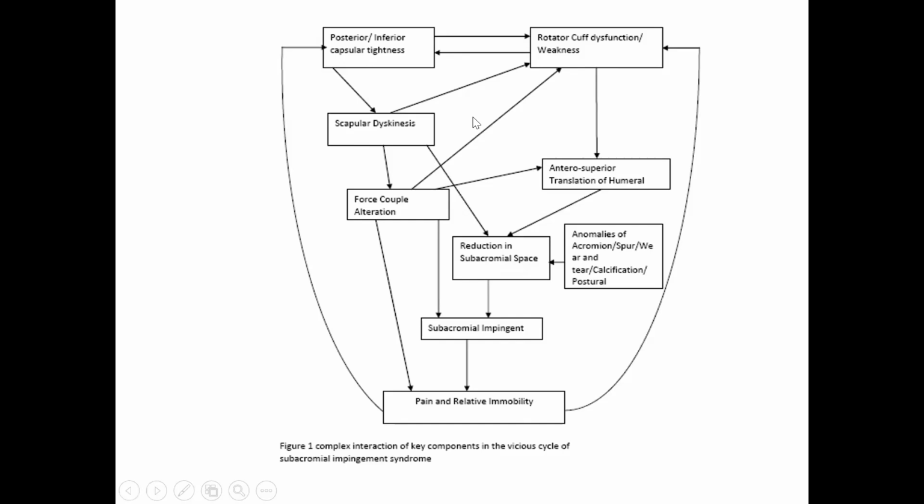the posterior or inferior capsule tightness and most commonly if there is the posterior capsule tightness, so it will lead to two situations. या तो यहाँ पे पोस्टीरियर कफ जो रोटेटर कफ टेंडन है उसकी डिस्फंक्शन होगी या वीकनेस होगी, या इस पोस्टीरियर कैप्सूल टाइटनेस की वजह से यहाँ पे स्कैपुलर डिस्काइनेसिया हो सकती है। और यहाँ पे जब स्कैपुलर डिस्काइनेसिया हो सकती है सो again it may lead towards the alteration in the force couple, or this scapular dyskinesis will lead into the rotator cuff dysfunction or the weakness of the rotator cuff, or we can say that the insufficiency of the rotator cuff.